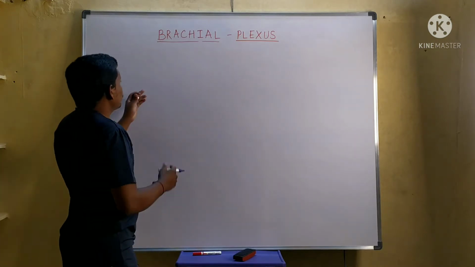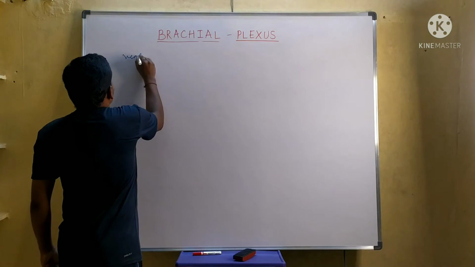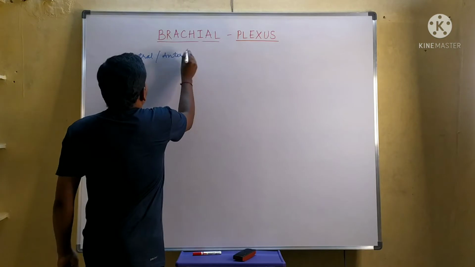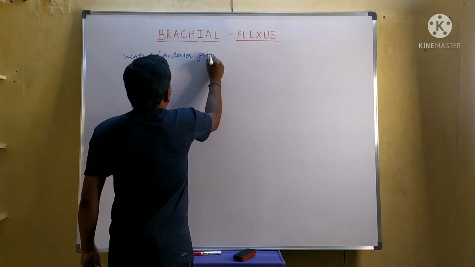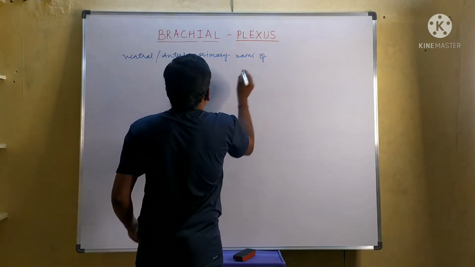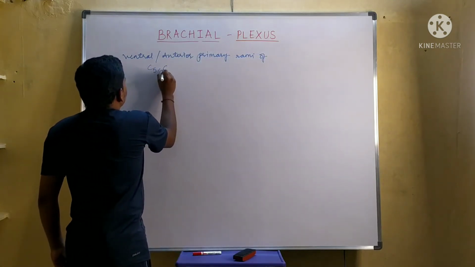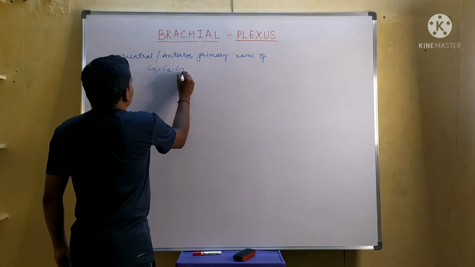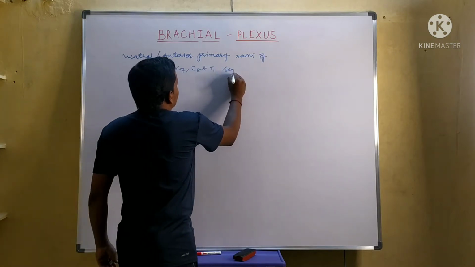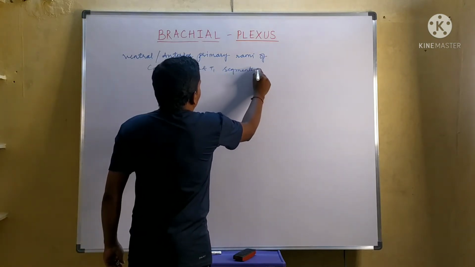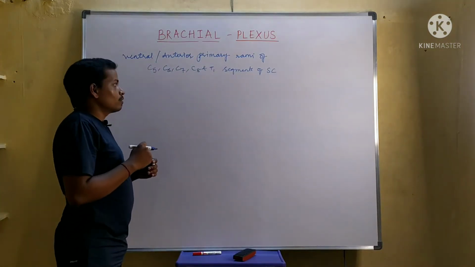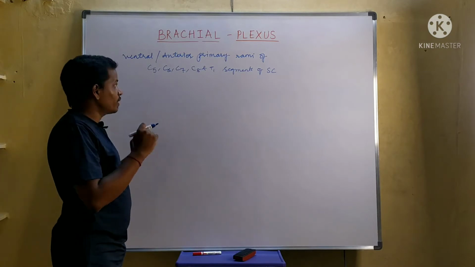The brachial plexus is formed by the ventral or anterior primary rami of C5, C6, C7, C8 and T1 segments of the spinal cord.